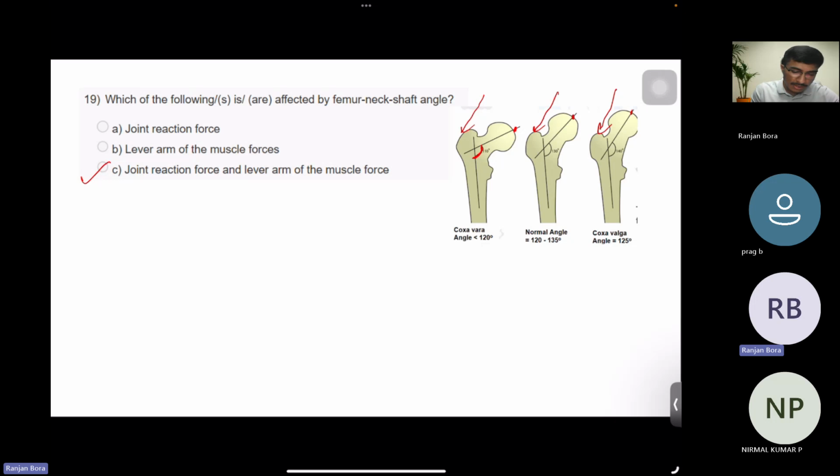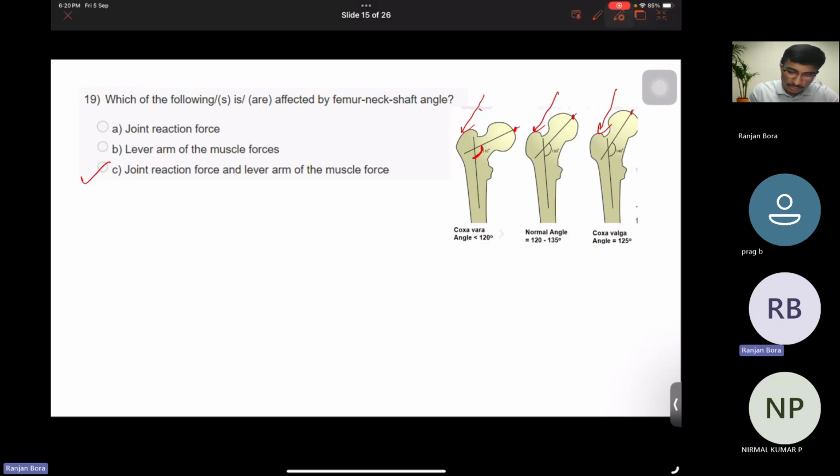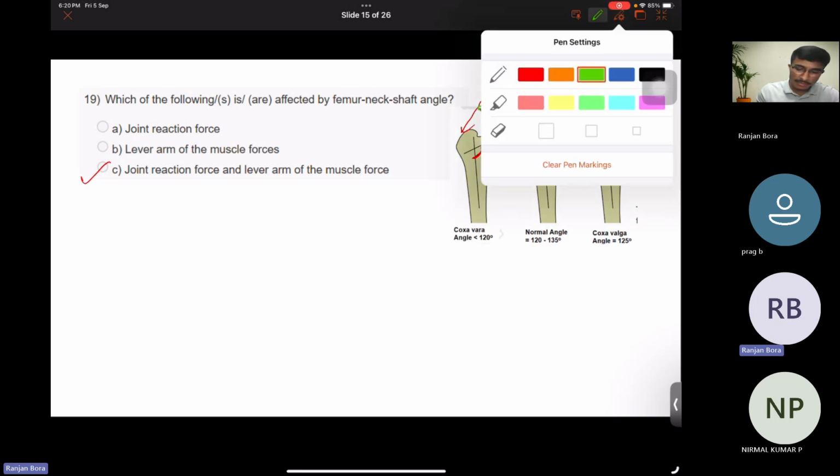So you can see the muscle moment arm of the muscle is getting reduced. Because of this, there will be an effect on the joint reaction force also. So option C is correct.